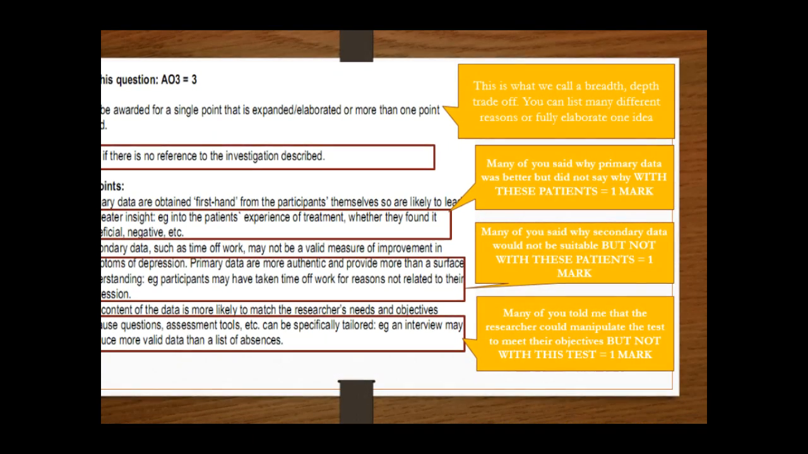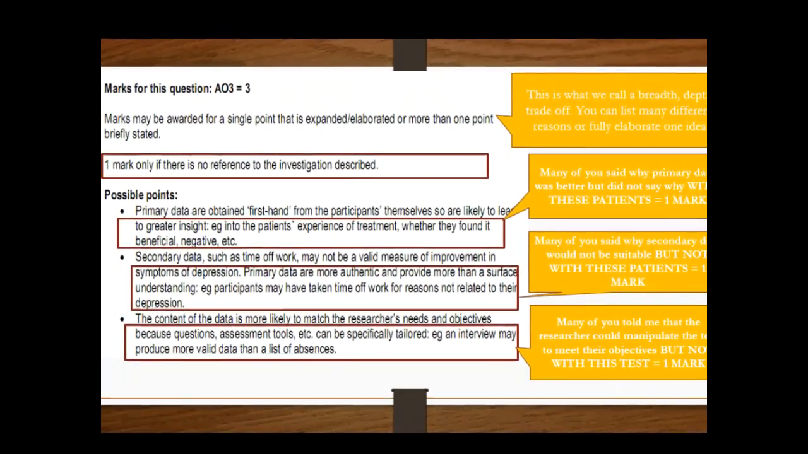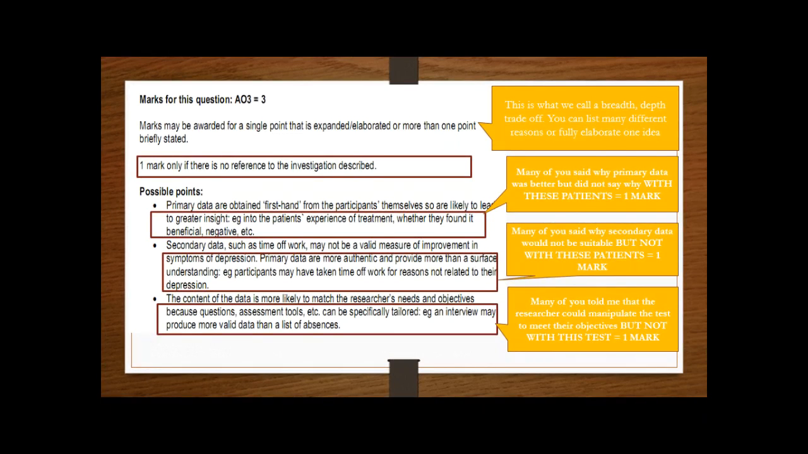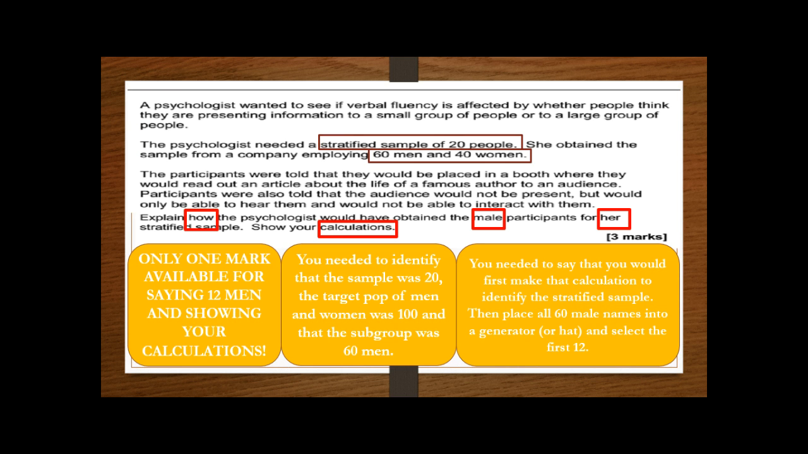Many of you said why secondary data is duff. Yeah, fine, but it had nothing to do with this particular stimulus. You needed to be talking about the fact that their time off work might have been due to unrelated issues. It might not have been to do with their depression. So secondary data is flawed in that sense. And then many of you could tell me that the researcher could manipulate the test and his findings to meet his hypothesis, but it had nothing to do with this test. So you needed to be talking about the patients and the treatment and the way that they were interviewed to get anything.